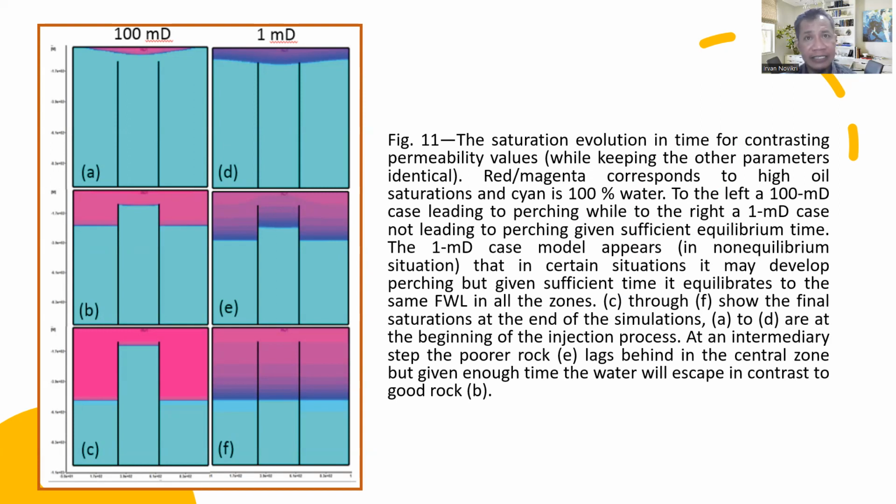At intermediate state B, in the presence of poor quality rock, the water lags in the central zone compared to the good quality rock. However, given sufficient time, the water will eventually escape from the poor rock, in contrast to the good quality rock, where the water remains immobile. This observation suggests that the permeability and the quality of rock play a significant role in determining the movement and escape of water in the subsurface.